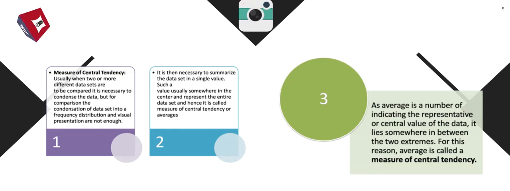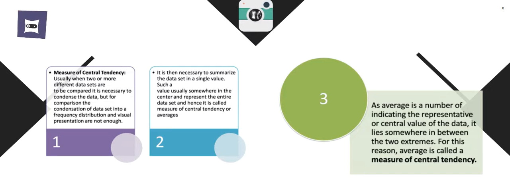Such a single value may represent the interpretation of the entire dataset. Such a value usually somewhere lies at the center and represents the entire dataset, and hence it is called the measure of central tendency, or also called averages. As average is a number indicating the central value of the data, it lies somewhere between the two extremes. For this reason, average is called the measure of central tendency.